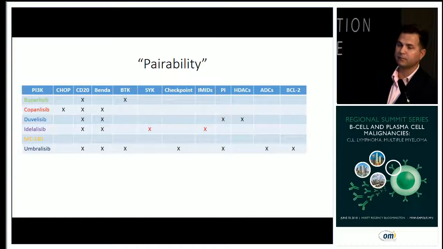And so buparlisib, as we talked, has been studied with a CD20 as well as a BTK inhibitor, ibrutinib, that's been reported by Dr. Batlevi from Memorial. Copanlisib has been studied and is being studied with CHOP as well as the CD20 and bendamustine in an ongoing trial. Duvelisib has been tried with CD20 monoclonal antibodies, bendamustine, a PI3 kinase inhibitor with bortezomib, and HDAC with romidepsin.